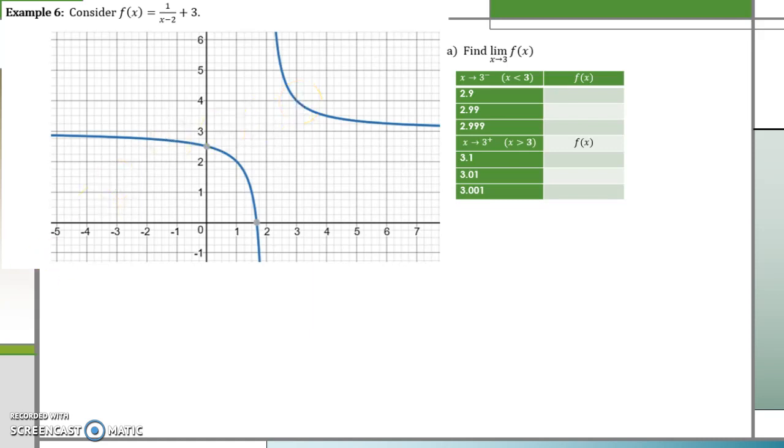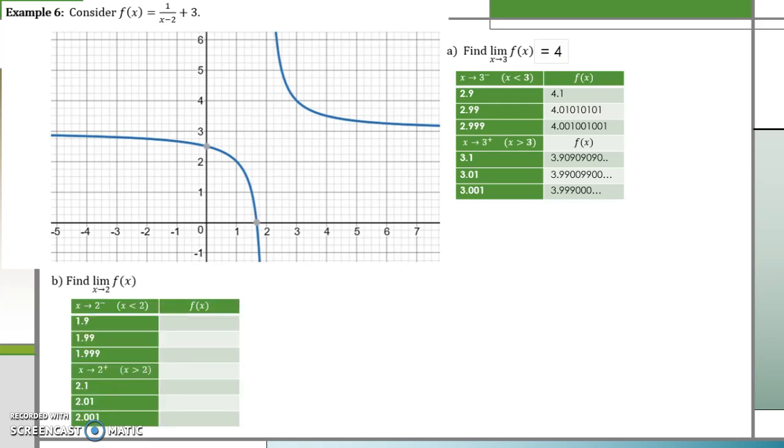Let's see what happens. So when I plug them in, we get 4.1, 4.01, 4.001. Now let's see what happens as we approach 3 from the right-hand side. When we plug in the values, we get 3.9, 3.99, 3.999. Therefore, because we are approaching 4 from both the left-hand side and the right-hand side, we can say that the limit as x is approaching 3 is equal to 4.